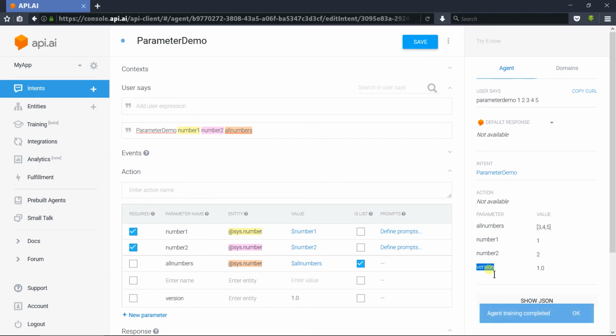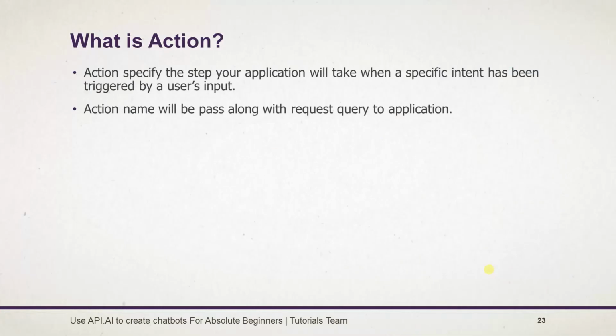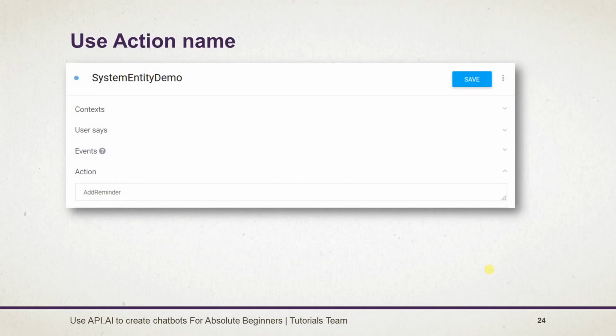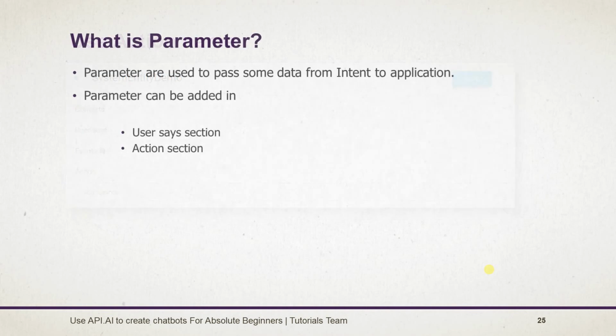Let's see what we learned in this session. Actions specify the operation to be performed by your application. The action name field is present in the action section. Add any name that you want to use. Parameters are used to send any data from the intent to the application. It is either retrieved from the user or used statically.